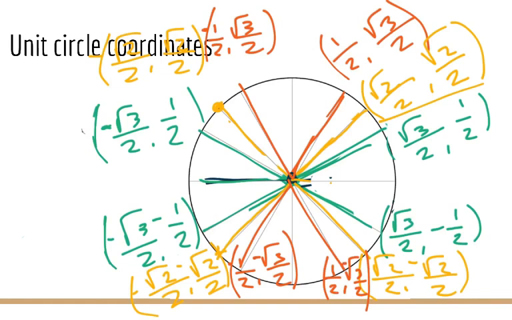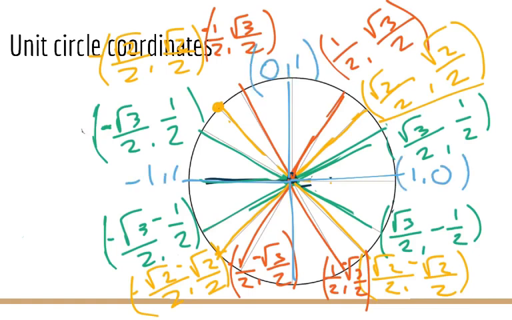Okay? Okay, and then the only ones I really haven't done are these ones right here. And that's because that's just the easy ones, like 1 comma 0, 0 comma 1, negative 1 comma 0, and 0 comma negative 1.